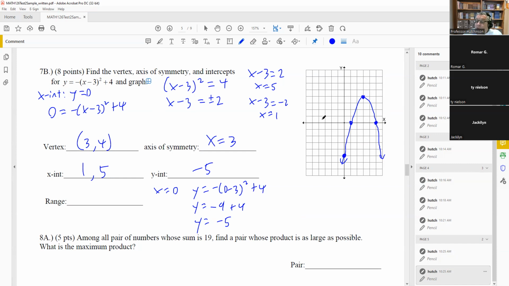Now for the range we're going to use the graph in order to get that. So that goes all the way down to negative infinity, and the highest it's going to go up to is going to be a 4. So your range is going to be from negative infinity to 4, and 4 is going to have a bracket on it because that number is closed. That's an actual point on the graph itself. That is the vertex. It does exist on the graph. And so that's why you have to put the bracket on that one, and you want to include it. So that's your final answer on that one.